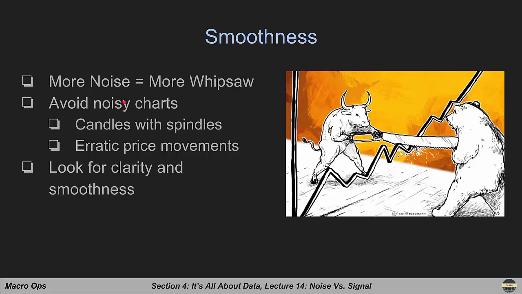A few clues that we can use to help us avoid noise is first looking at the chart and seeing if it has precedent for having smooth moves. So we don't want to see candles with spindles or very erratic price movements in the history of the chart. We want to see something that's generally moving in a smooth fashion.